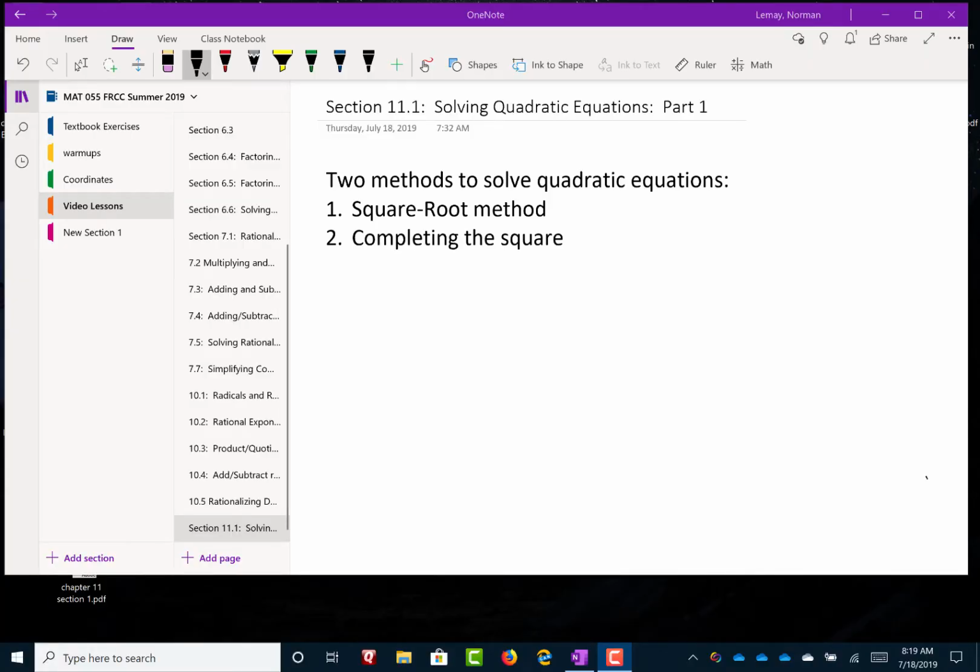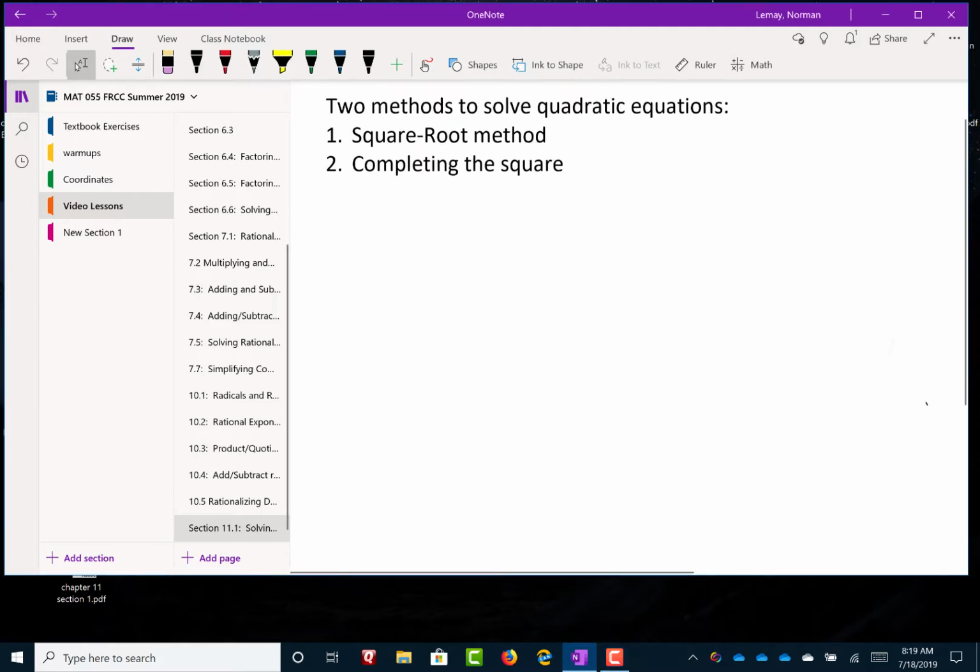Hello everybody and welcome to the Solving Quadratic Equations video, part 1. In this video we'd like to take a look at how to solve quadratic equations using two methods. So these are our two objectives: the square root method and the completing the square method.